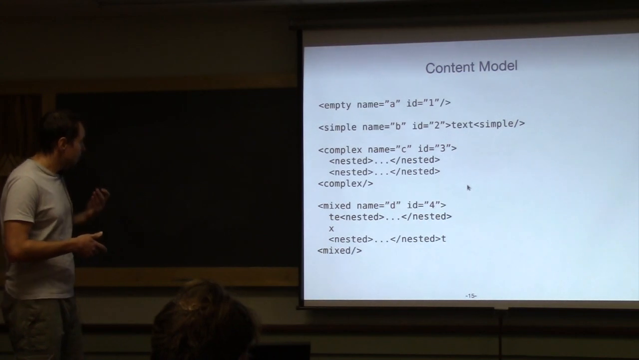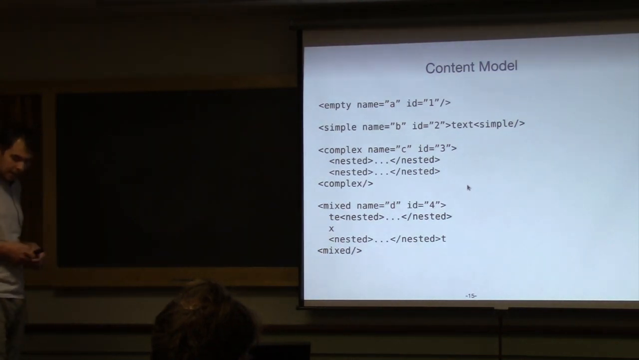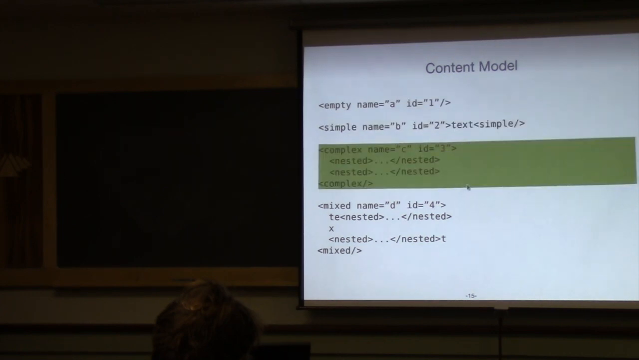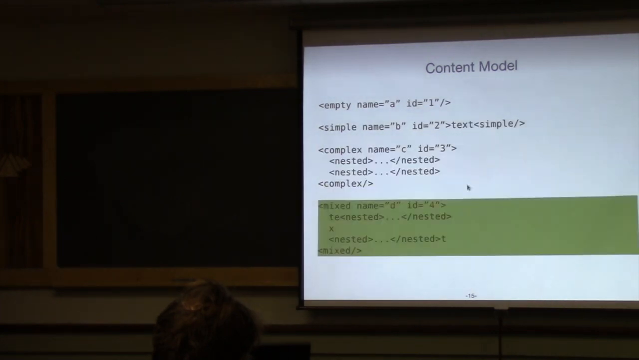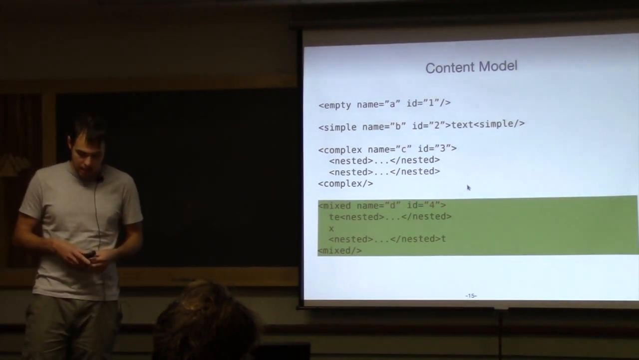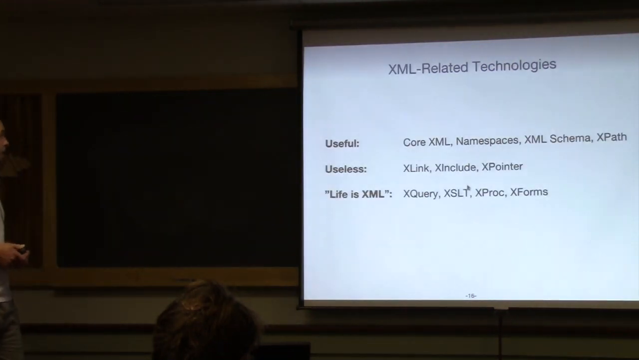The content of an element in XML can be empty, can be text, can be nested elements, or some mixture of the two. So these are called empty, simple, complex, and mixed content models in XML. Okay, that's it for the terminology.